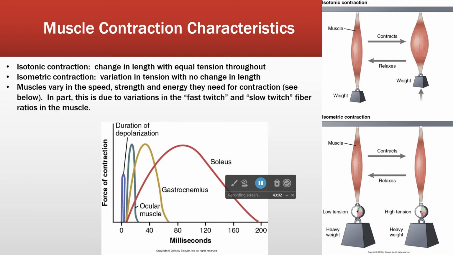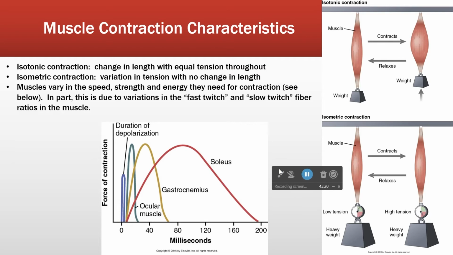Isometrics happen all the time. That's what your core is for, right? It's to keep your posture. It's to keep your scapula where they belong and the pelvis where it belongs. So we actually spend a lot of our metabolic energy on isometrics every day.